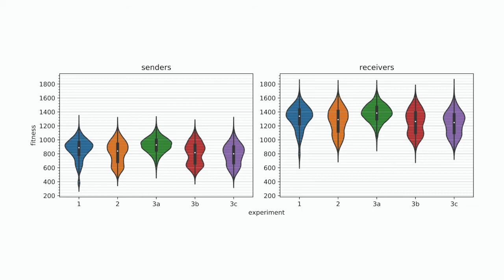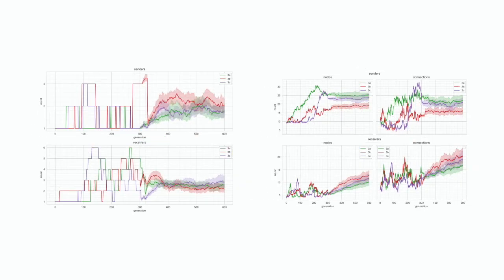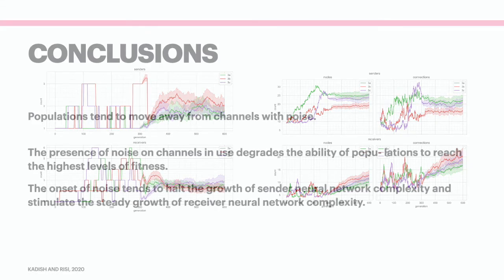These plots show the population diversity and the average neural network complexity for the populations in Experiments 3A, B, and C. Here, we noted a relationship between the diversity of senders in Experiment 3B and the diversity of communication strategies that were found in the runs of that experiment. We also observed a shift in the patterns of complexity as the environment became noisy.